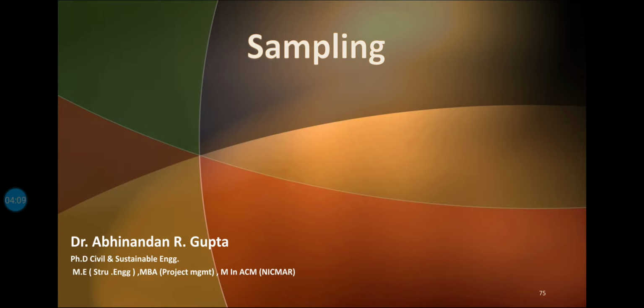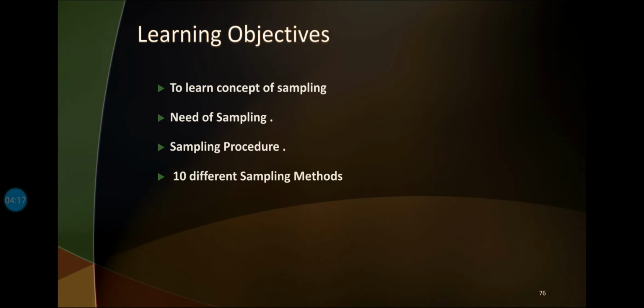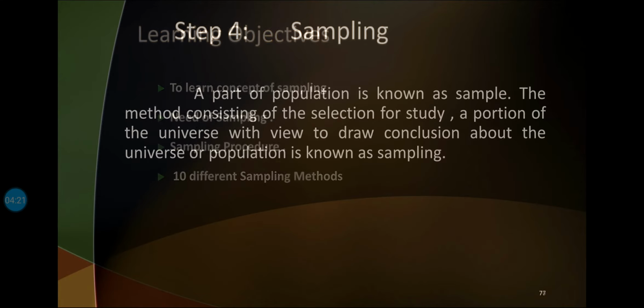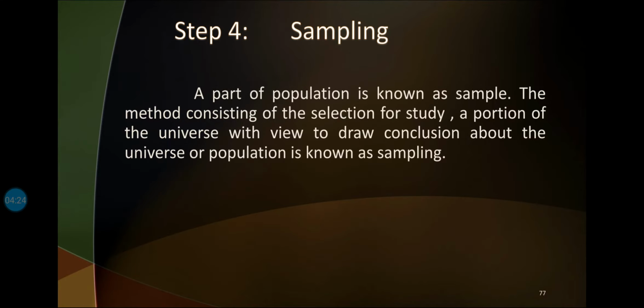So over here we can see that the word sampling is given, and the sampling term, as I have explained, is nothing but a part under the consideration from the universe to carry out your experiments or testing. It is a part of the population known as sample. The method consisting of selection for study of a portion of the universe with a view to draw conclusions about the universe or population is known as sampling.